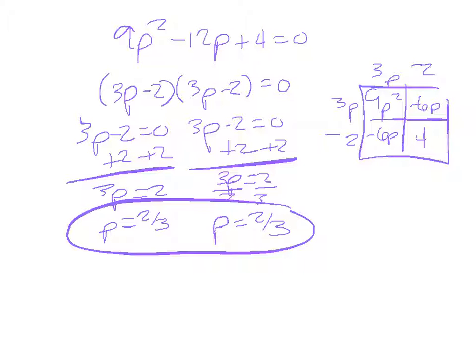This isn't always going to happen, but once in a while it does happen. You get the same answer. And it's also going to happen that you get fractions. So p equals 2/3.